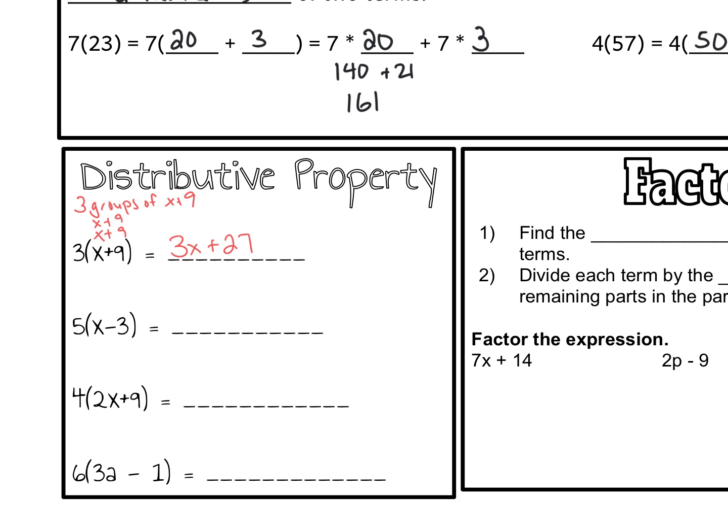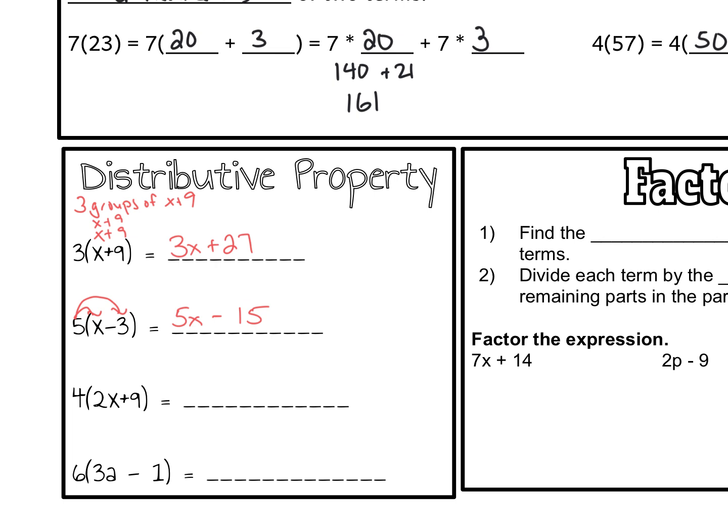So another way we can look at it is what we're doing is we're taking what's outside the parentheses and we're distributing it to each part inside the parentheses to make those groups. So we have 5 groups of x minus 3. So I have 5 groups of x, which is 5x, and I have 5 groups of 3, which is 15. And because there's this minus sign here this time, this becomes 5x minus 15.